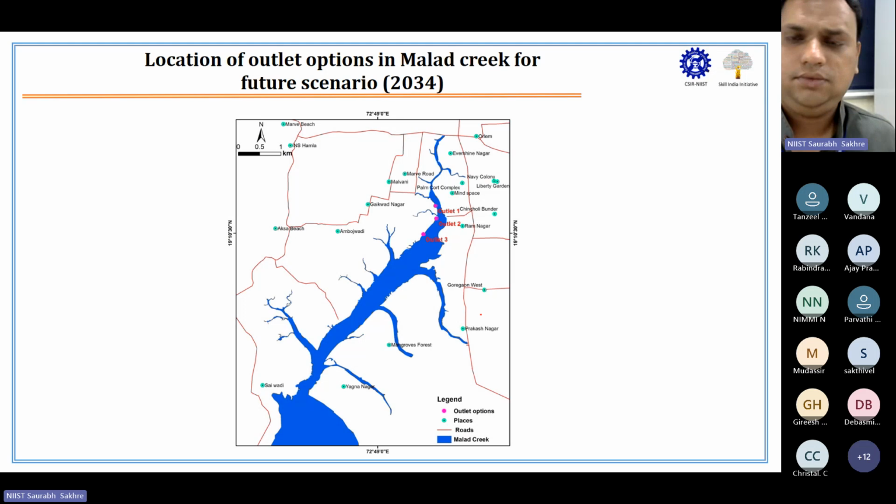Now my job is to see which outlet will be best. I told you already the location of the outlet options in Malad Creek for the future scenario. So these are the three options given to me: outlet 1, outlet 2 and outlet 3. You choose which one will have the least impact on the creek in terms of BOD, DO and fecal coliform. So we have generated two scenarios, one for 2034 and one for 2050.